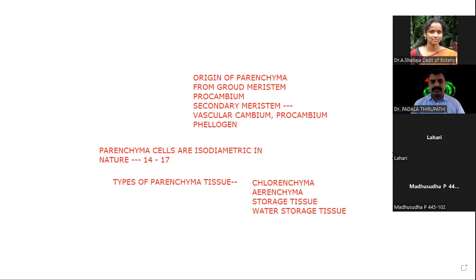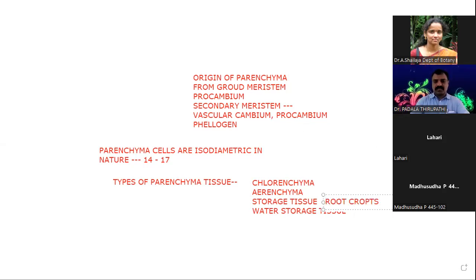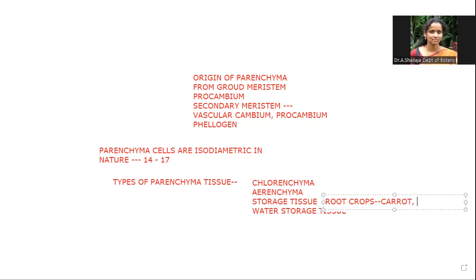Next, the second one is storage Parenchyma. In the name we see storage. The Parenchyma tissue also functions as storage tissue, because the prepared food material is stored by this type of cell. It consists of leucoplasts. It's very, very important that leucoplasts are present.